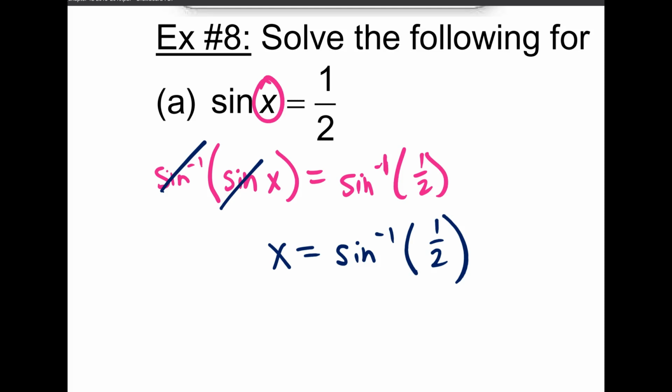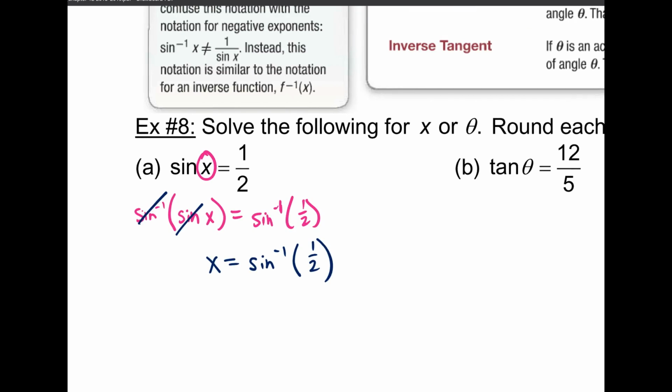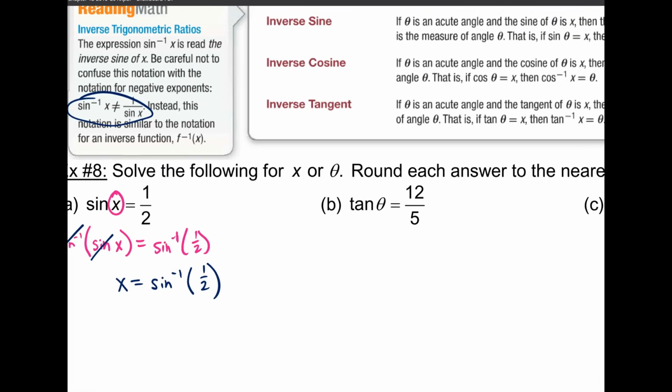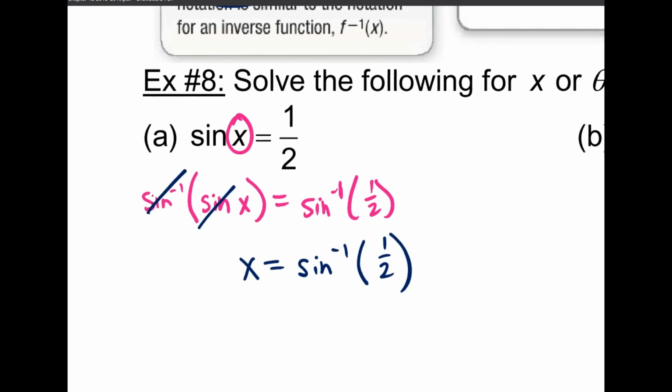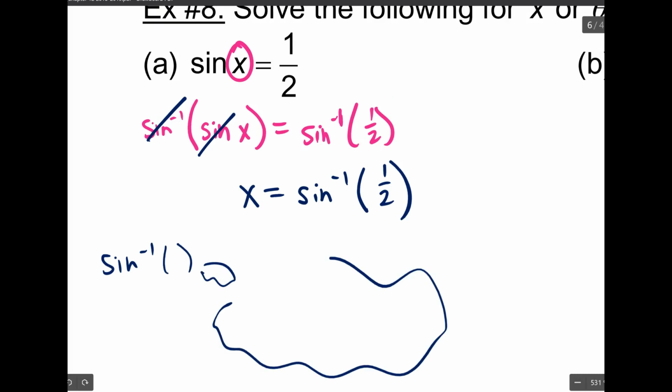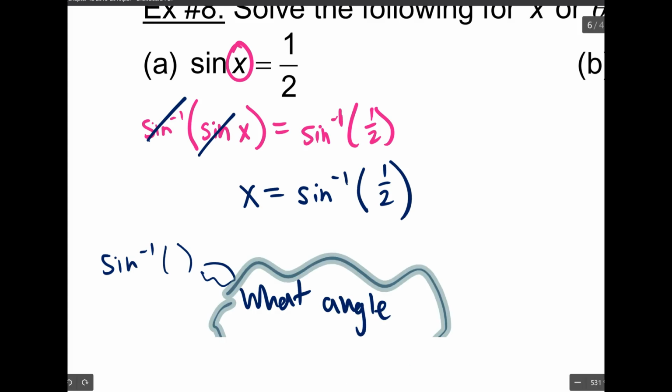Sine to the -1 does not mean 1 over sine x. It literally means the inverse function. What this means is it gives you the angle. So whenever you have an inverse like sine to the -1, what this secretly says is: what angle am I at when sine equals whatever number it was.